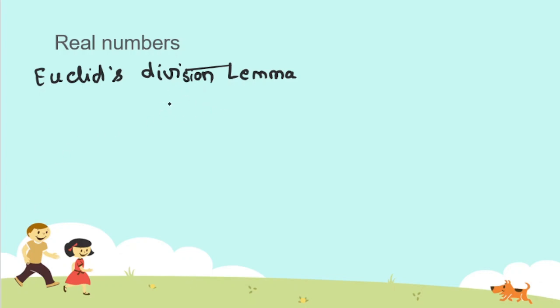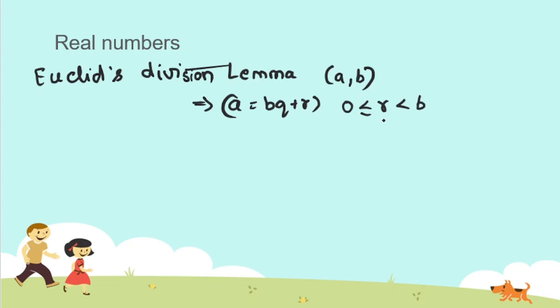Actually, in Euclid's division lemma, we have a pair of positive integers. Suppose a, b is a pair of positive integers, it is represented as a is equal to bq plus r, where 0 is less than or equal to r is less than b. Right? So let us have an example. Let us look at a small example. So our example is 455, 42. This example we are going to solve now.